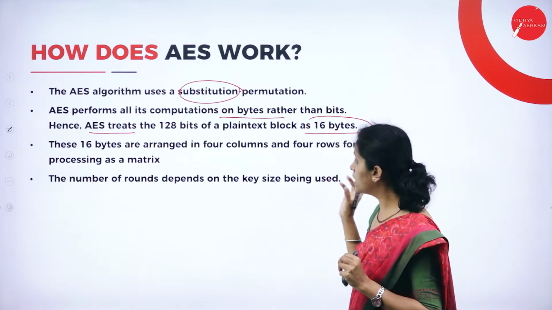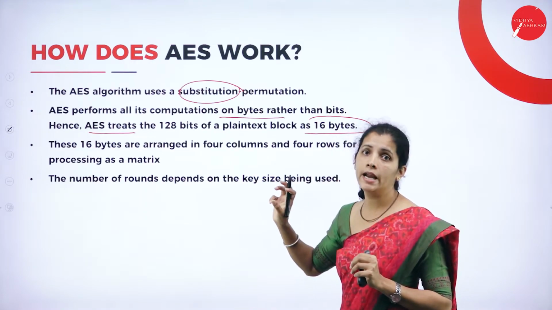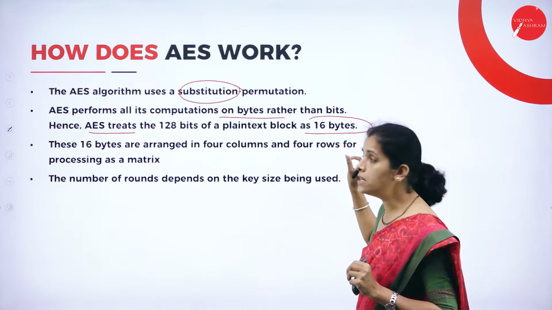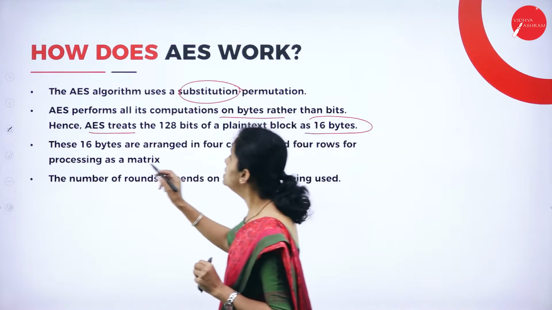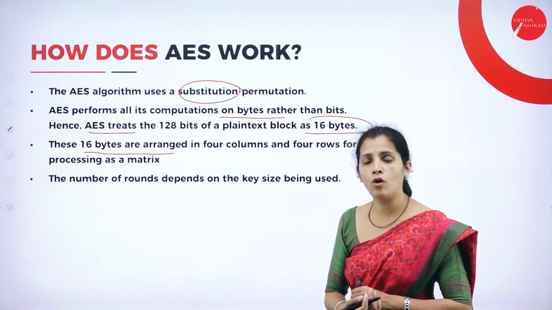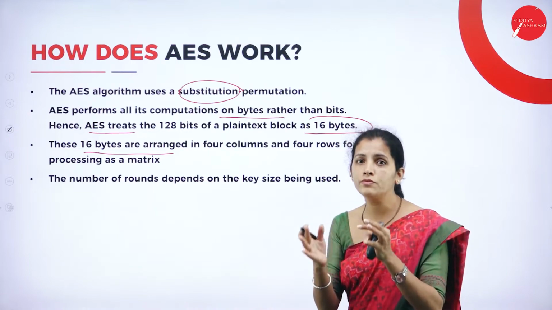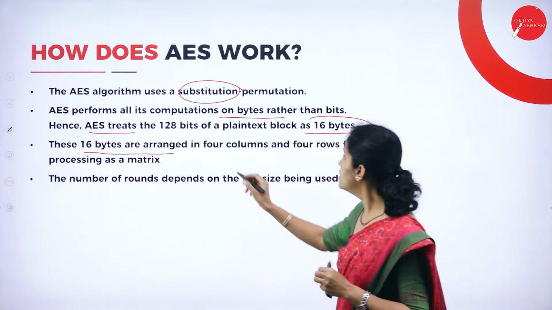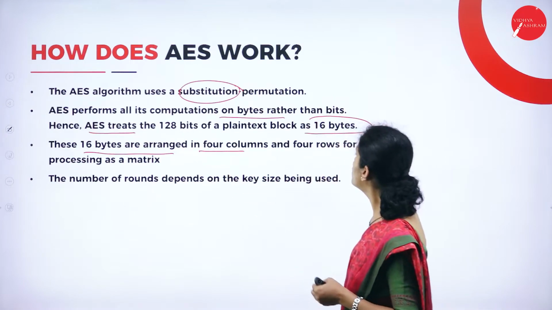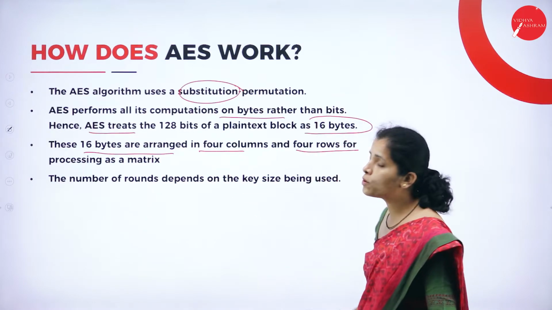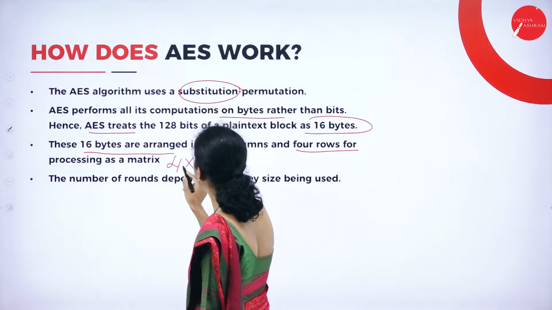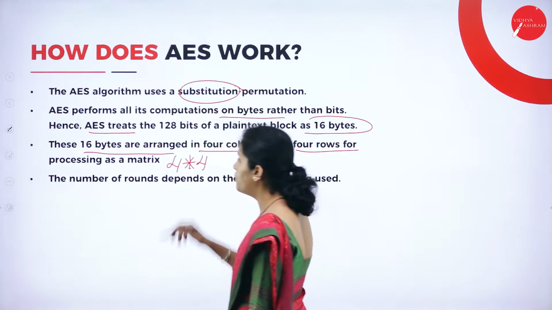So here I'm going to consider 128-bit plain text as 16 bytes. These 16 bytes are arranged in the form of columns, a 4 cross 4 matrix. All these 16 bytes are arranged in 4 columns and 4 rows. That is nothing but matrix representation, and it is 4 cross 4.